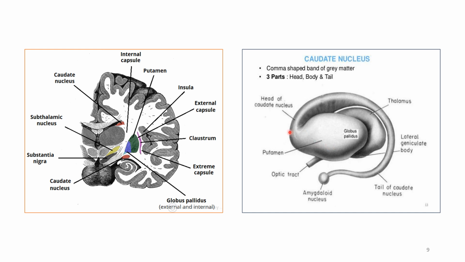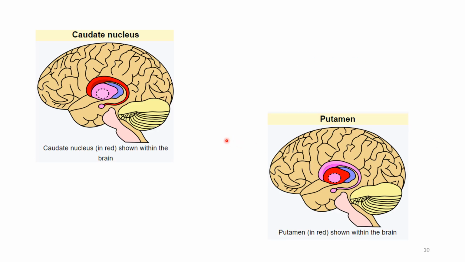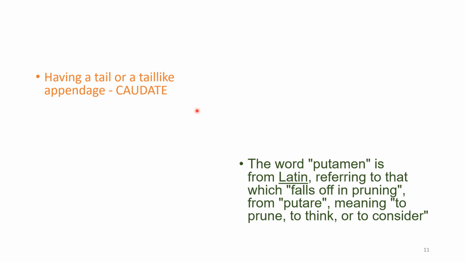So this is the head of the caudate nucleus, this is the body, and this is the tail of the caudate nucleus. You see here, the red one is the caudate nucleus. Coming to putamen, they have shown it in red color. This is caudate, and this is putamen. Caudate means having a tail or tail-like appendage.